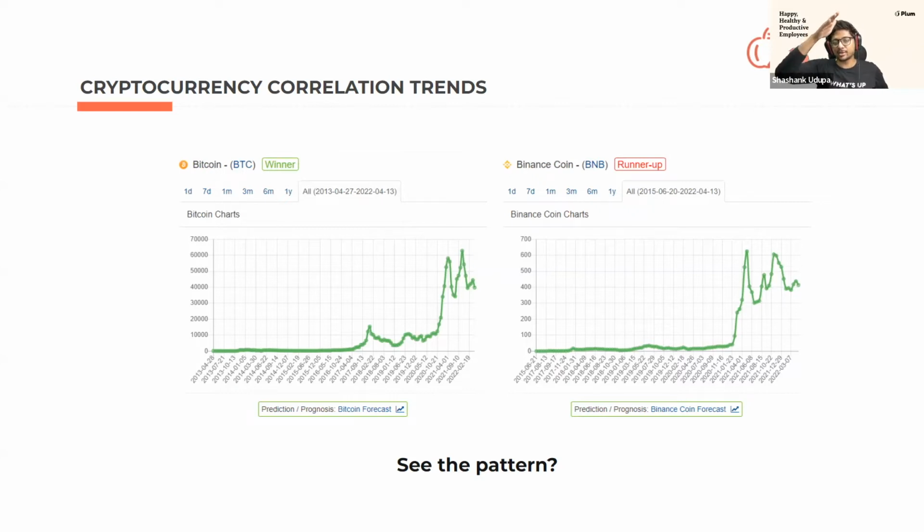And when people are removing the money, all five go down in a similar fashion. Now, whenever a bull run happens, right? Very good question, Abhishek. I was just coming to that. How does the correlation look beyond the top 10 coins?